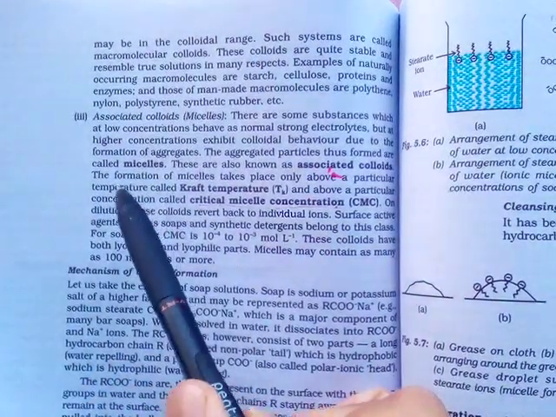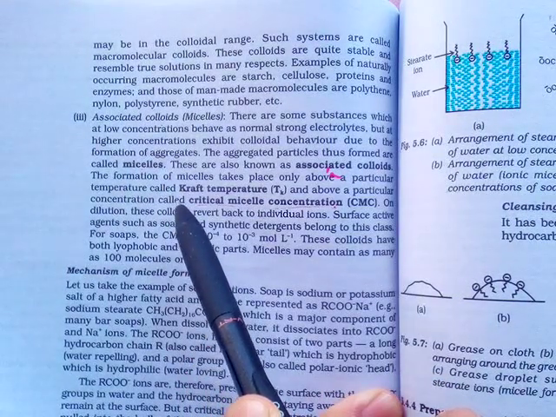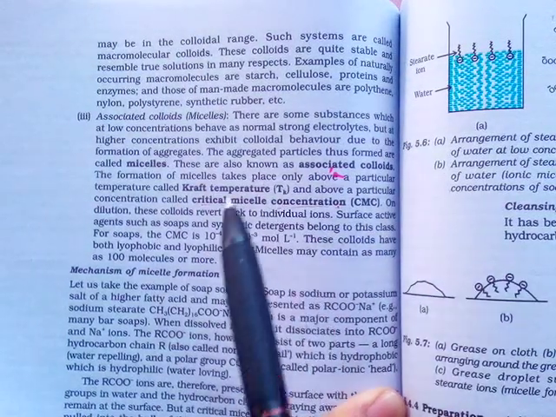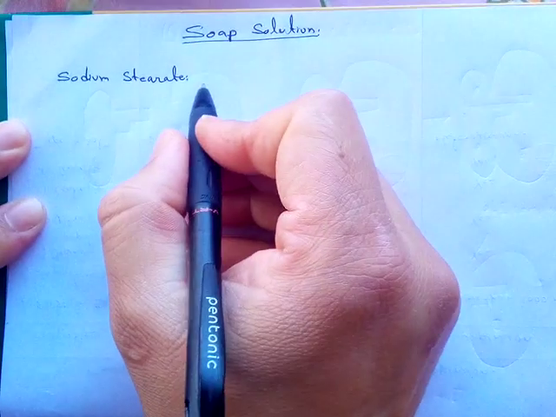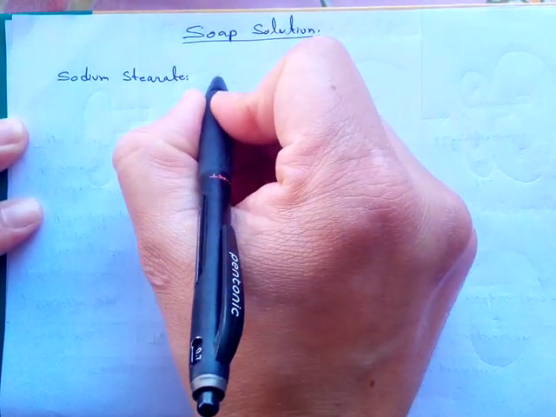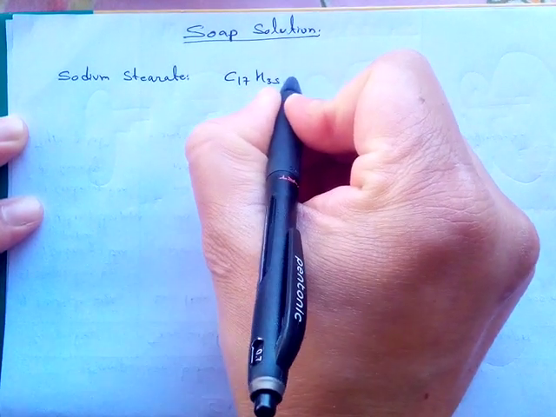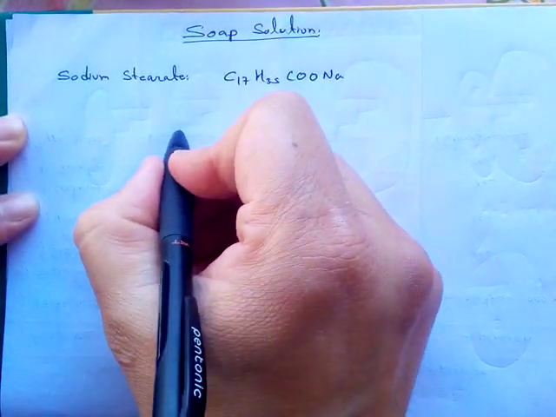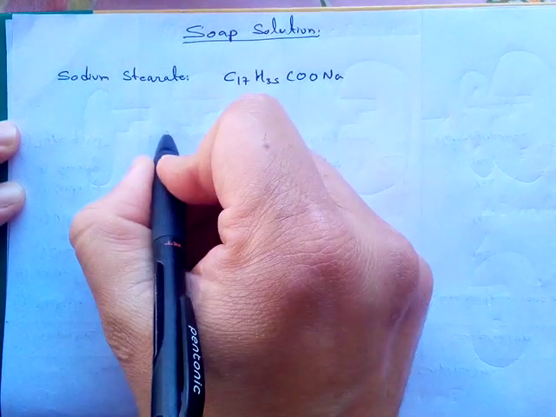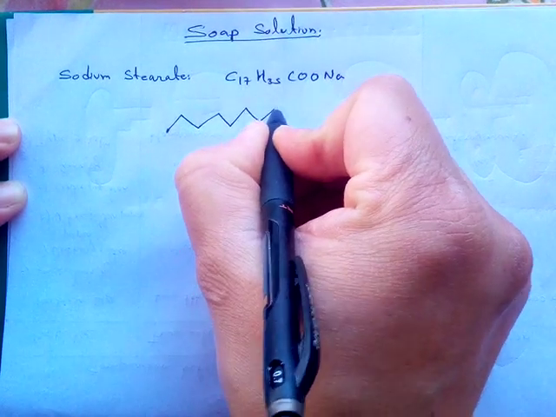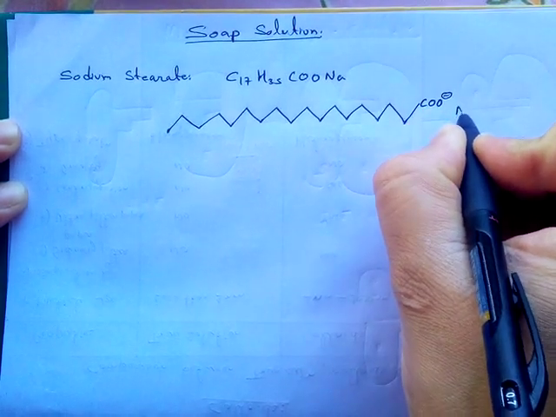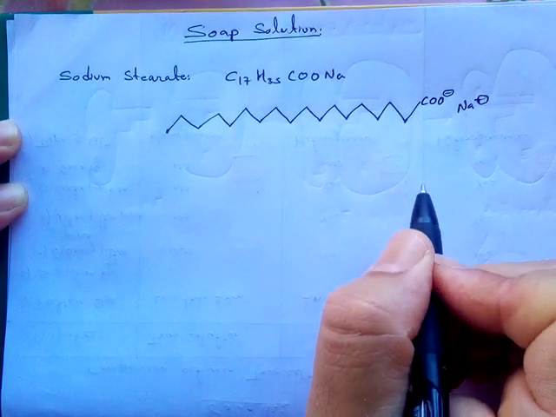That aggregated particle is called a micelle, and the temperature above which it is formed is known as the Kraft temperature. An example we can take is a soap solution. Soap, for example sodium stearate, C17H35COONa. So 17 carbon plus 1, so 18 carbon. COO negative, Na positive. This is the sodium stearate molecule.